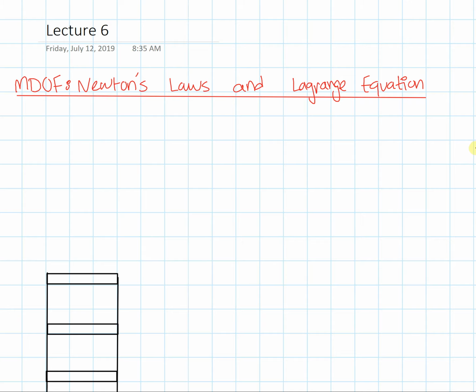Okay, welcome back. Today we're discussing multi-degree of freedom systems, and we're going to use Newton's laws and introduce the concept of the Lagrange equation in deriving the equation of motion for a multi-degree of freedom system. As we've been discussing in the last couple of sessions, we have introduced the concept of equation of motion, and we have predominantly focused on single degree of freedom systems.